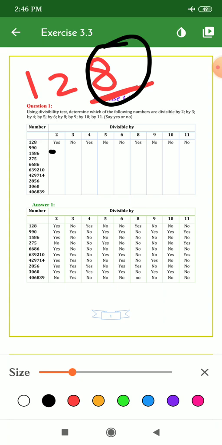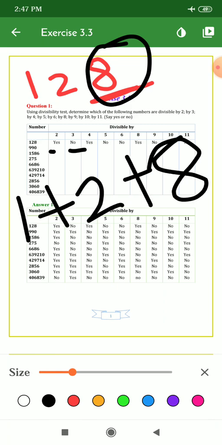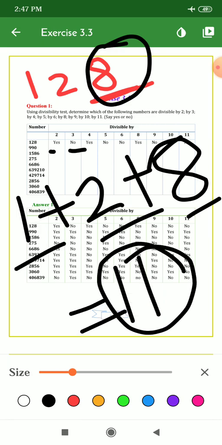Now for 128, it is written no for the divisibility rule for 3. Why? Because for the divisibility rule for 3, you have to add the digits. This is 8 plus 2, 10, 10 plus 1, 11. Then you have to check whether the sum of the digits is divisible by 3 or not. Understood? This is the rule for 3. So it is 11. 11 does not come in the table of 3. So the answer they have written is no.